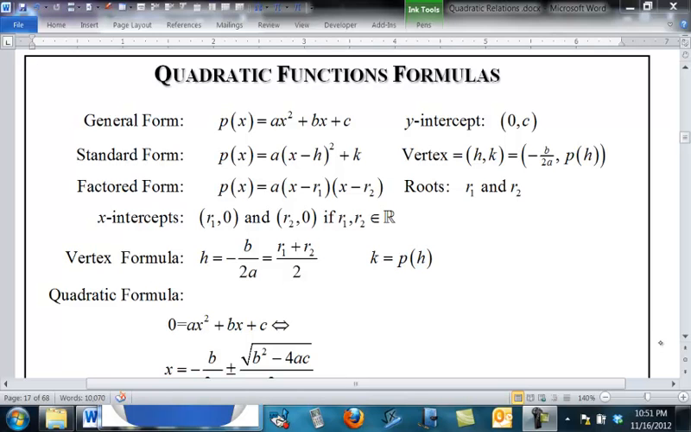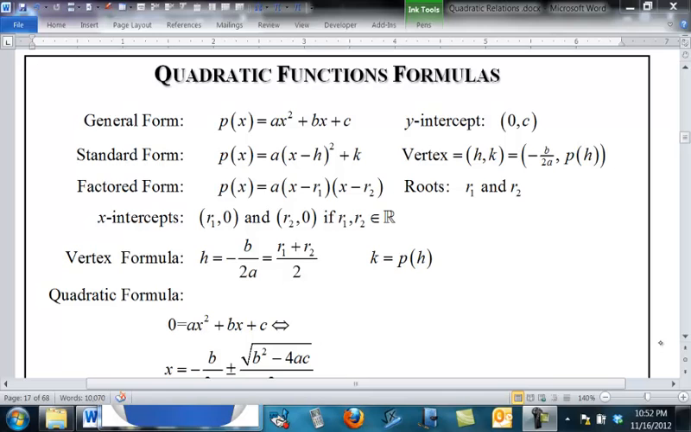The factored form is p of x equals a times (x minus root 1) times (x minus root 2), and this can be called the root form because you can see the roots r1 and r2. It could also be called the x-intercept form if it has x-intercepts, because if r1 and r2 are real numbers, then (r1, 0) and (r2, 0) are the x-intercepts. However, if it doesn't have x-intercepts, r1 and r2 will turn out to be non-real complex numbers.